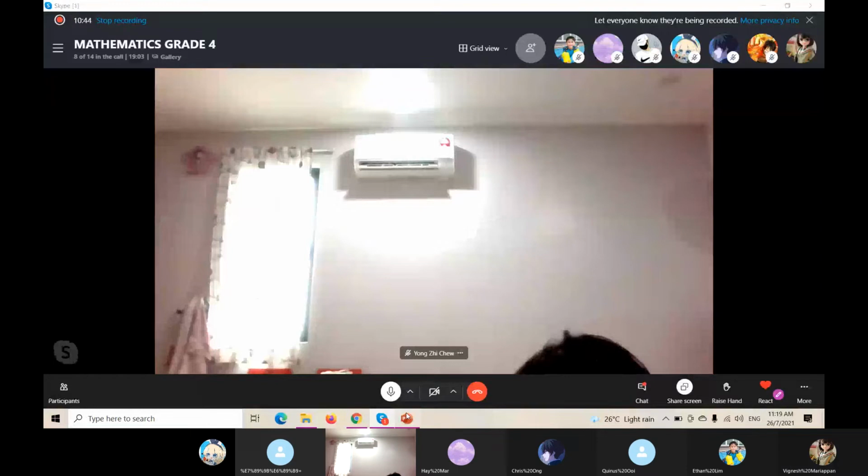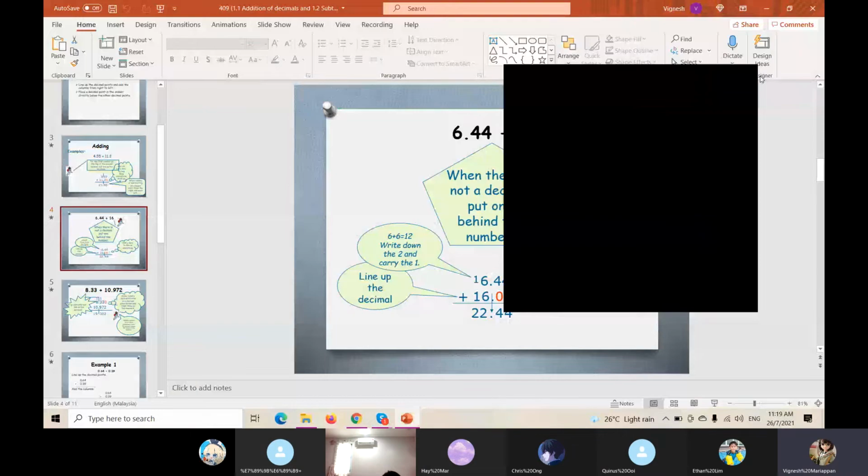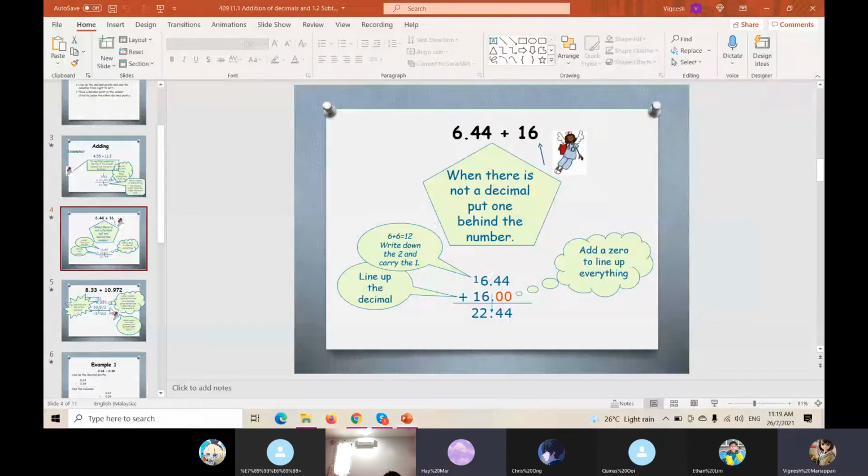Okay, very good. So, shall we move to the third example? Yes. Okay, this is another example. Teacher has lined up the decimal first. Can you see 8.3? Yes. Your voice sounds like a robot again.